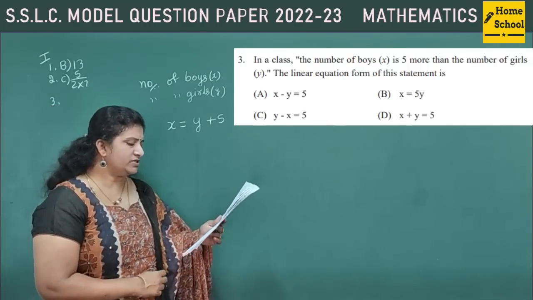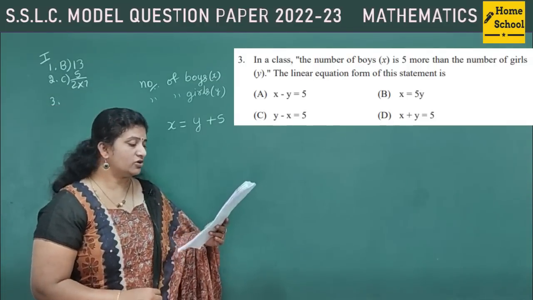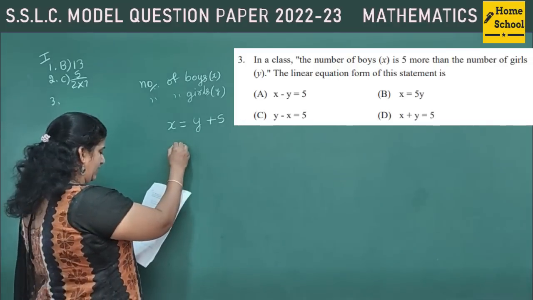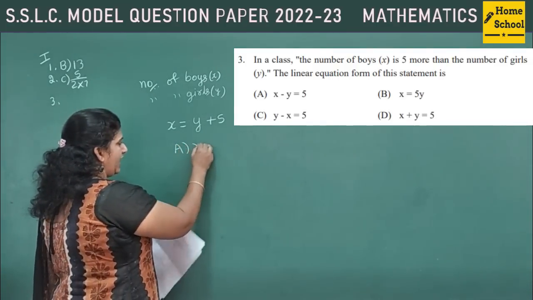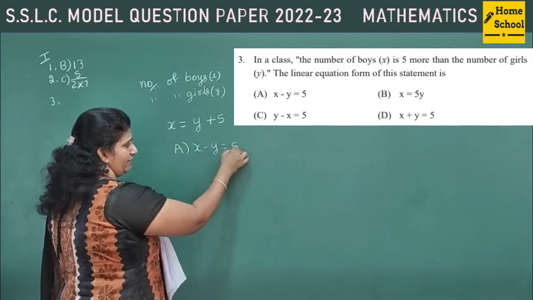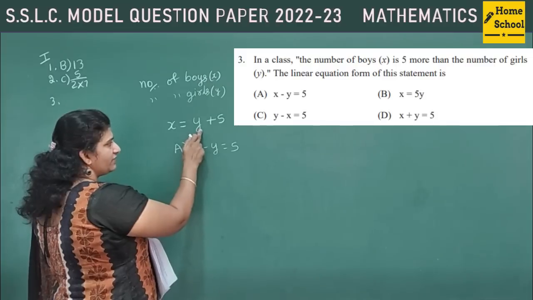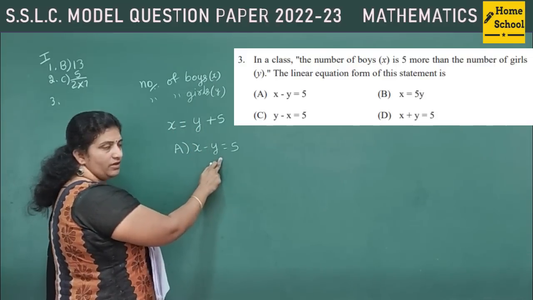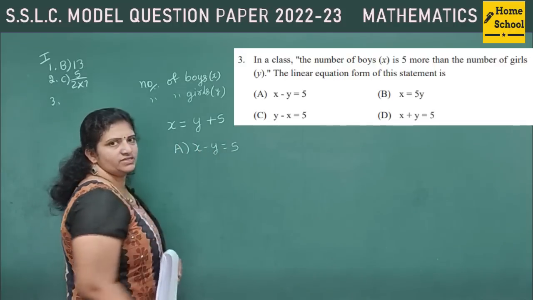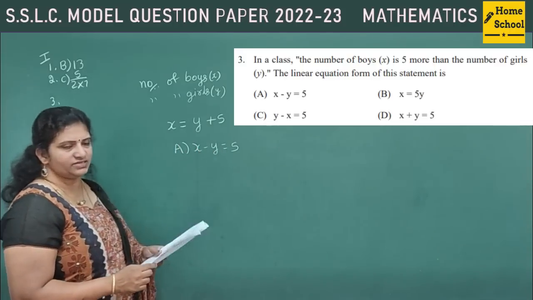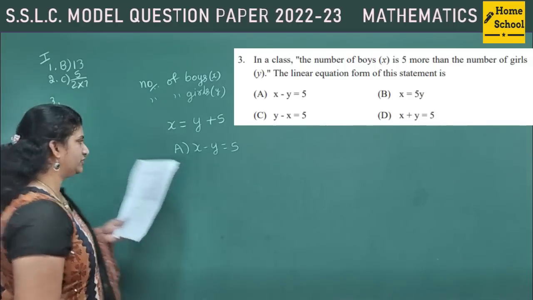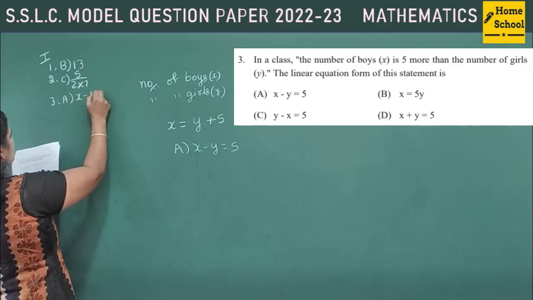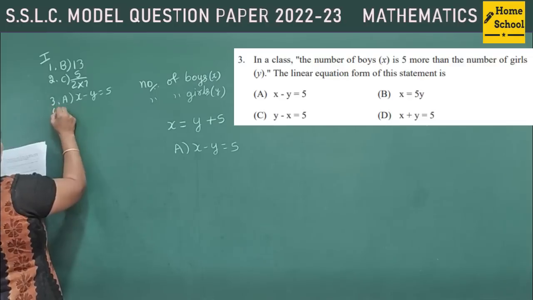So check for this option. No, we don't have this option. So look over the options. Options, I think A, what do you have? X minus Y is equal to 5. Check this option. If this Y is transposed to the other side, it becomes X minus Y. So I think X minus Y is equal to 5 is the right answer. If you want, you can check other options also. Third one, answer is option A, X minus Y is equal to 5.